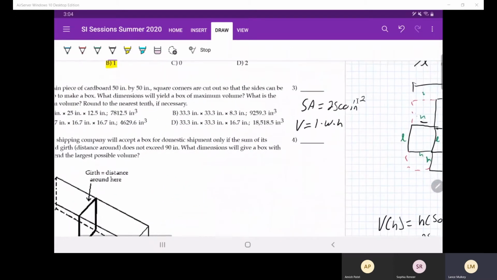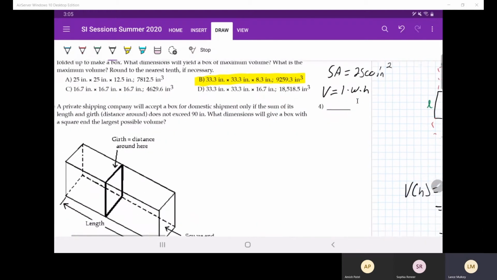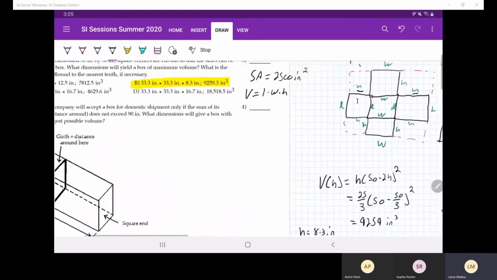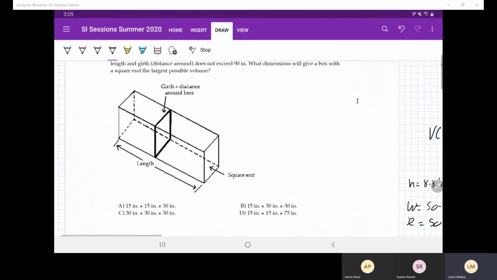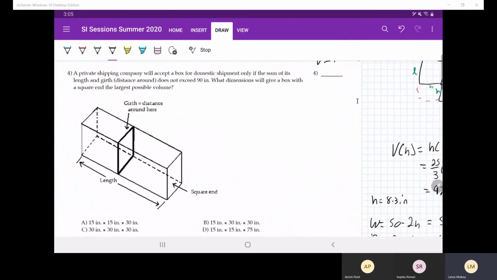I hope that was the right answer. All right. God, this has been the longest 35 minutes, I swear. We're only on question 4.